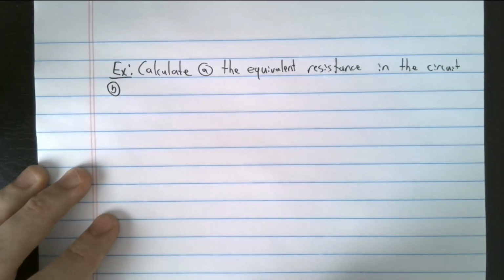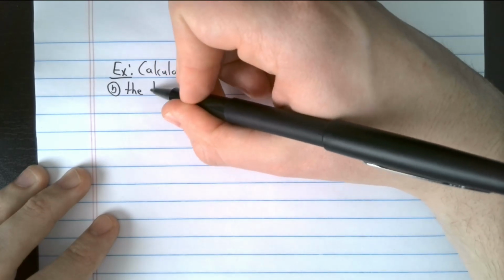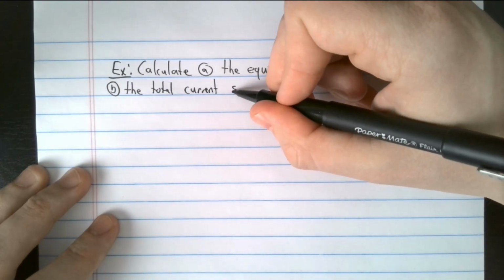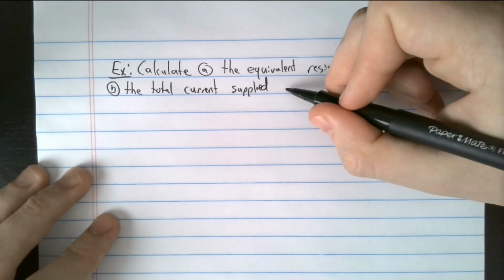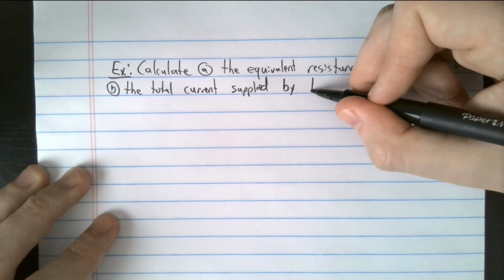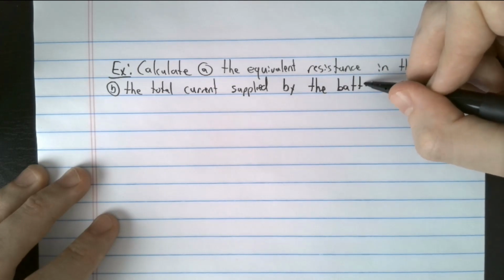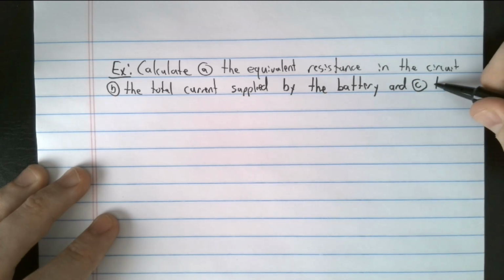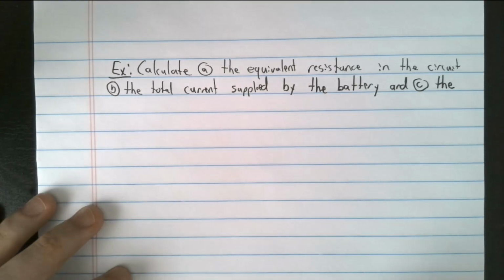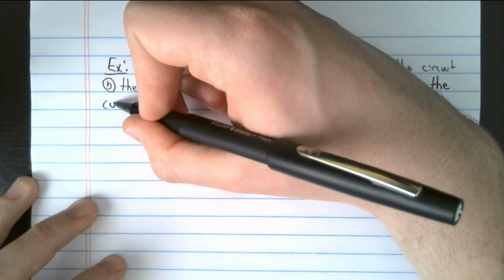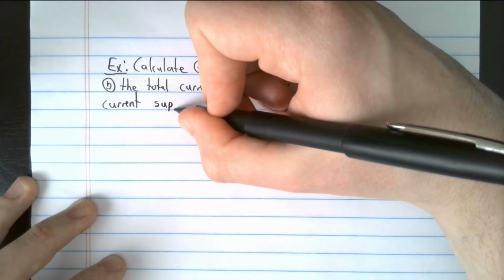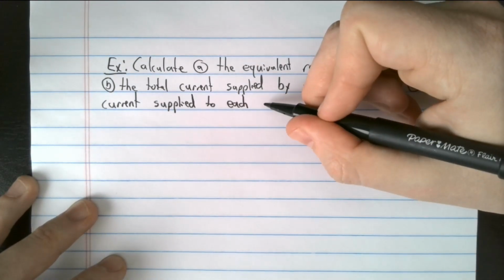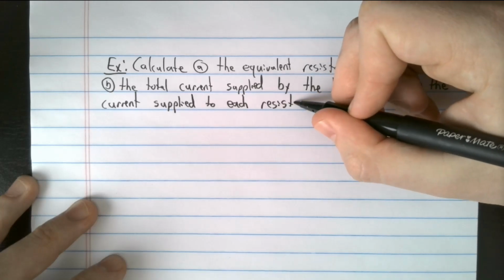B, the total current supplied by the battery, and C, the current supplied to each speaker. Well, I'm just going to write resistor because I'm not drawing like a speaker system.